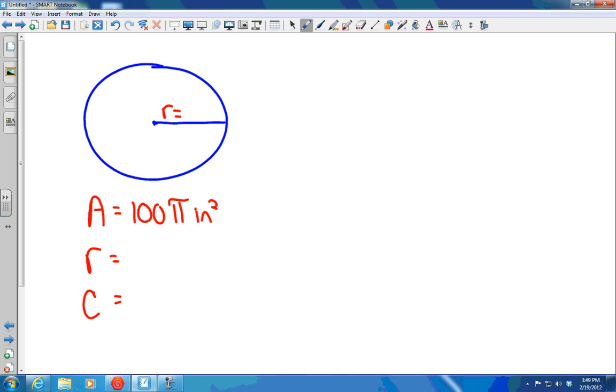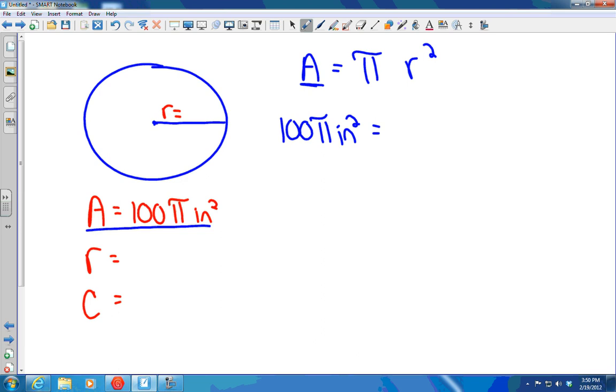So I know the area, so let's write down the formula for area. Area equals pi times radius squared. I know what the area is. It's 100 pi inches squared, so I'll plug that in for A. 100 pi inches squared equals pi times radius squared. I don't know the radius, so I'll just leave that as r. Now I just want to solve for r. So I'll divide both sides by pi.